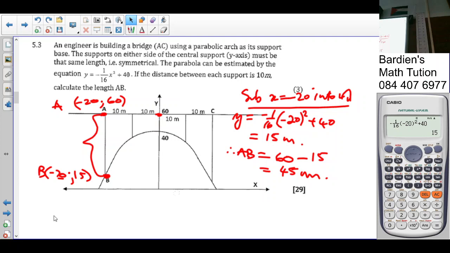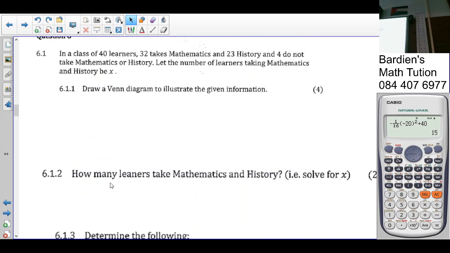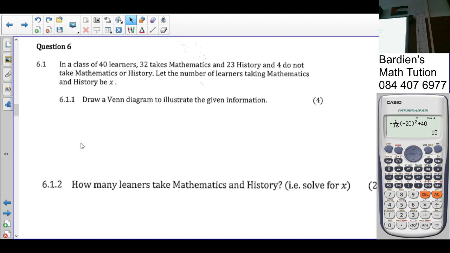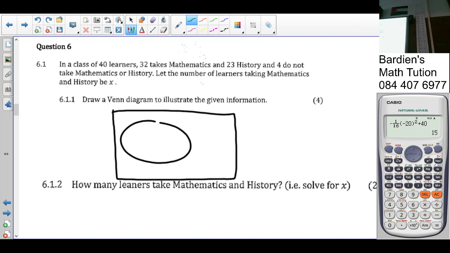Okay. Question 6. In a class of 40 learners, 32 take mathematics. Venn diagram. Okay. Grade 10 is a two-way Venn diagram. Grade 11 is three ways. Okay. The three subsets. In a class of 40 learners, so where did the 40 go? Outside is your sample space. 32 take mathematics.